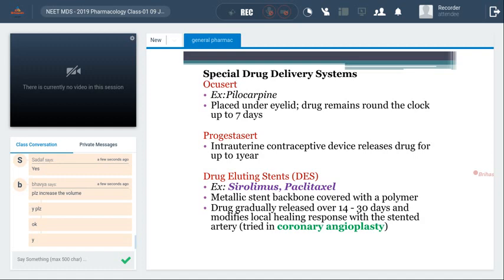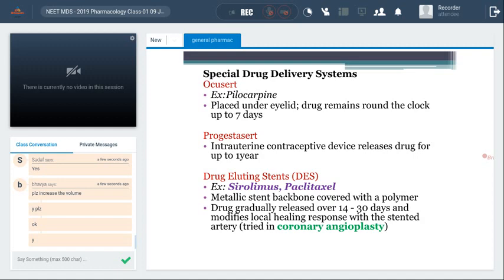Then we have ProgestaCert. ProgestaCert is a progesterone insert which is inserted into the uterus. So it's basically an IUCD, that is, an intrauterine contraceptive device, which is put into the uterus and is impregnated with progesterone. It releases the drug for 1 year, so the lady need not take an oral contraceptive pill every day, or go for injections every week. Once inserted, it produces its effect for 1 year and she can forget using any other contraceptive. Clear?